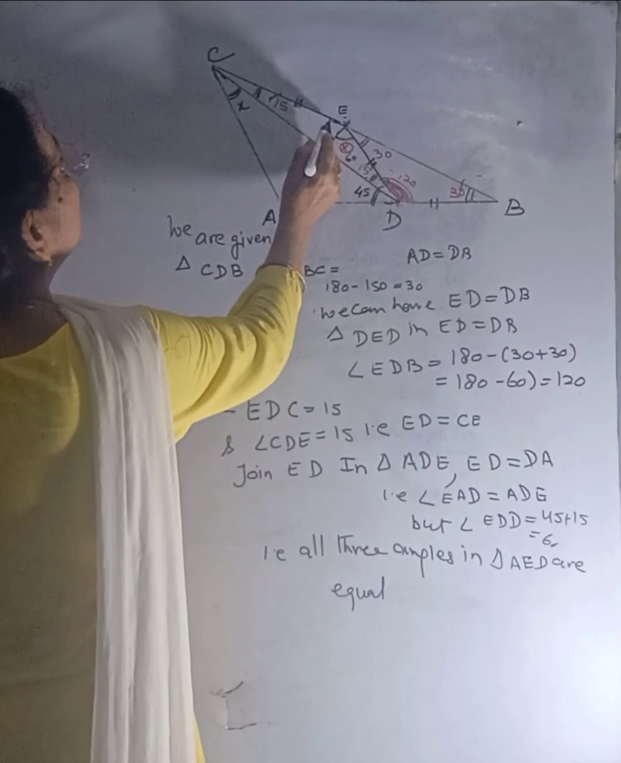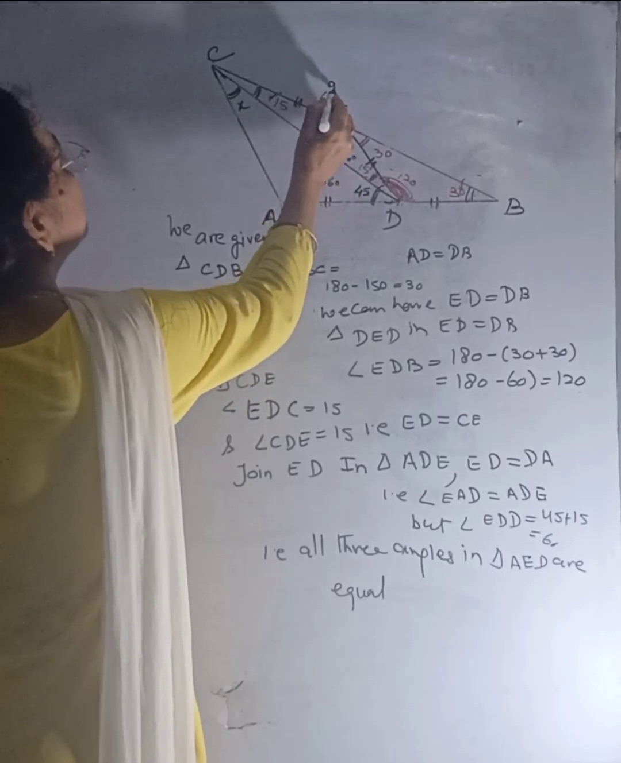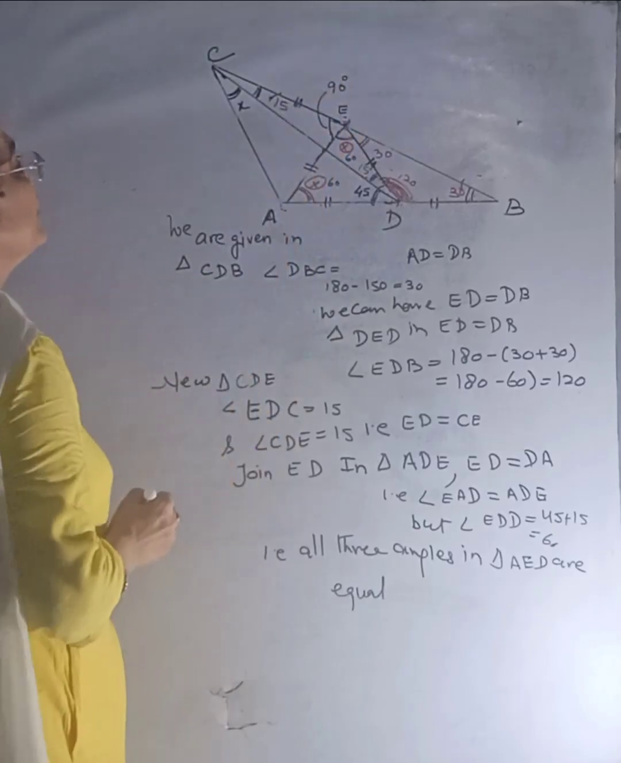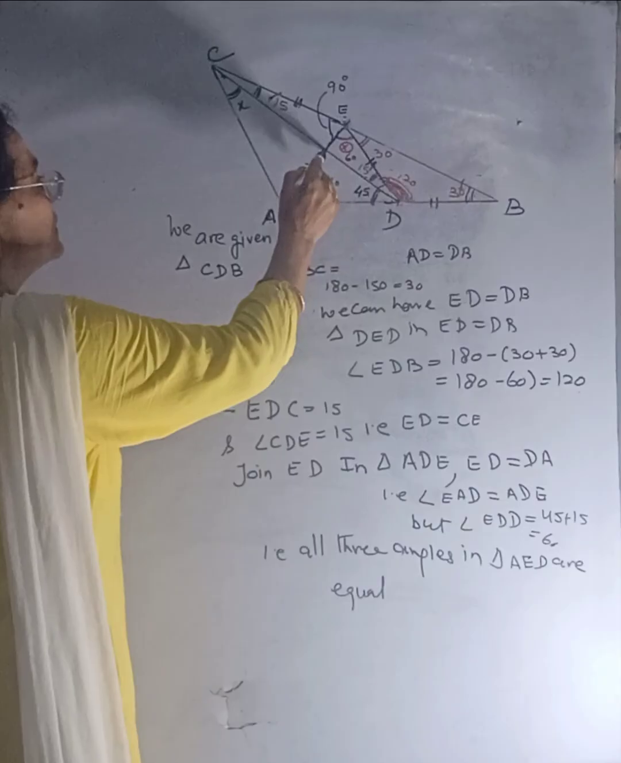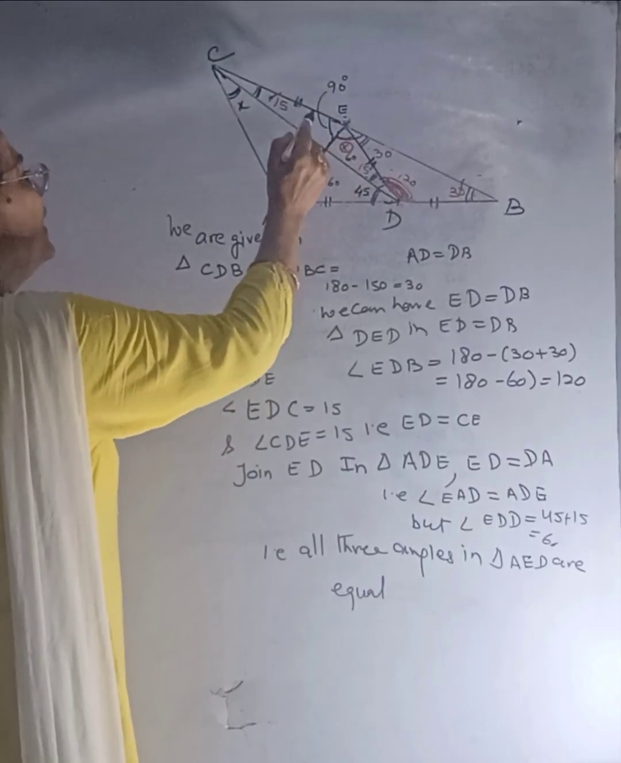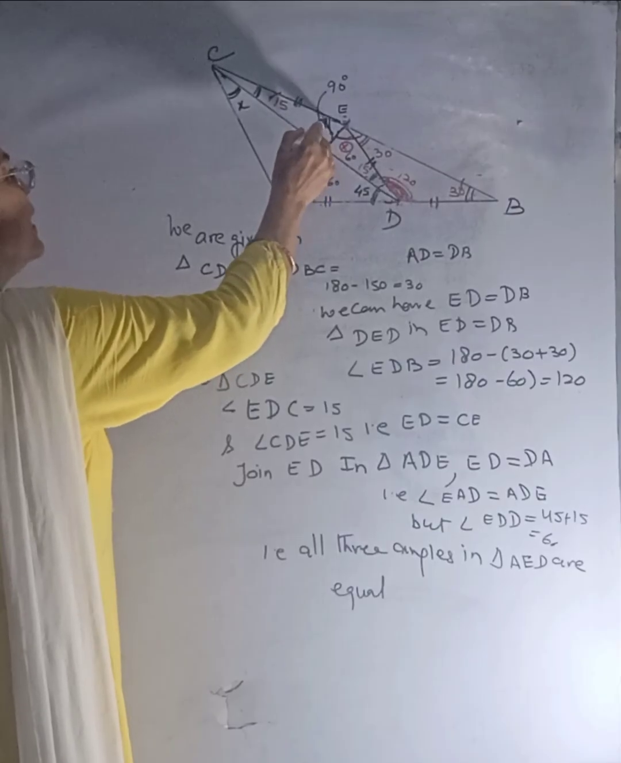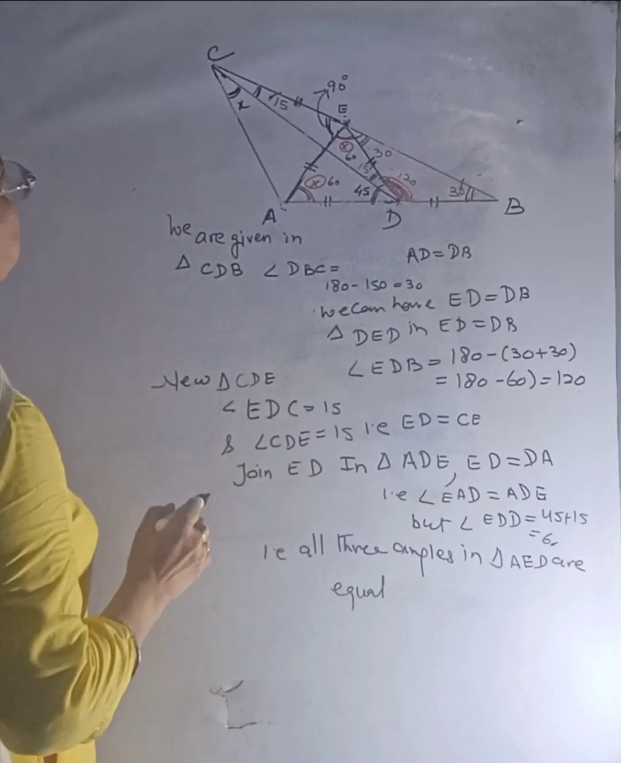It means this will be 90. Correct. This will be 90 because this is 30 and this is 60. It means this whole is 90. The remaining part automatically becomes 90 of this angle at point E.